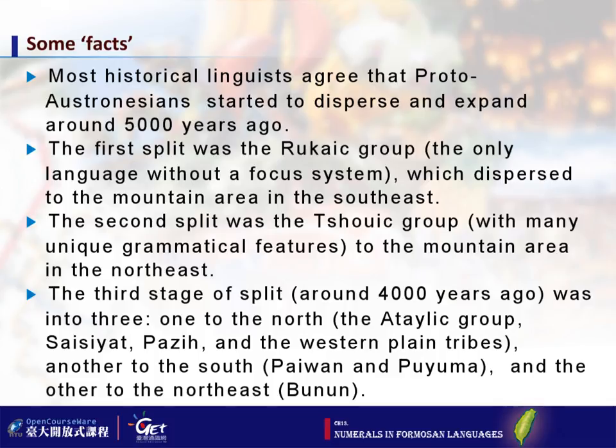The first split was the Rukai tribe. The Rukai was the one with the two focus system here. Okay, this is Rukai, which dispersed to the mountain area in the southeast. So this Rukai dispersed to the southeast. That's the first spread. The second split was the Zhou group. The Zhou is over here. This is the Zhou, where the Alisa Mountain is located. And the second split was the Zhou group to the mountain area in the northeast. So here, go to the northeast, this direction.